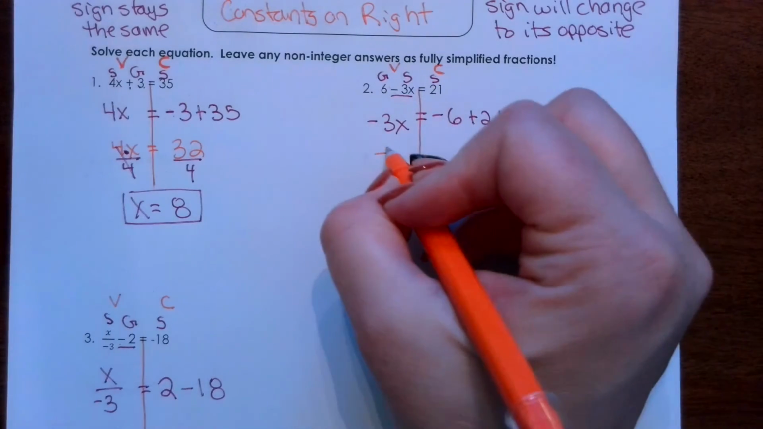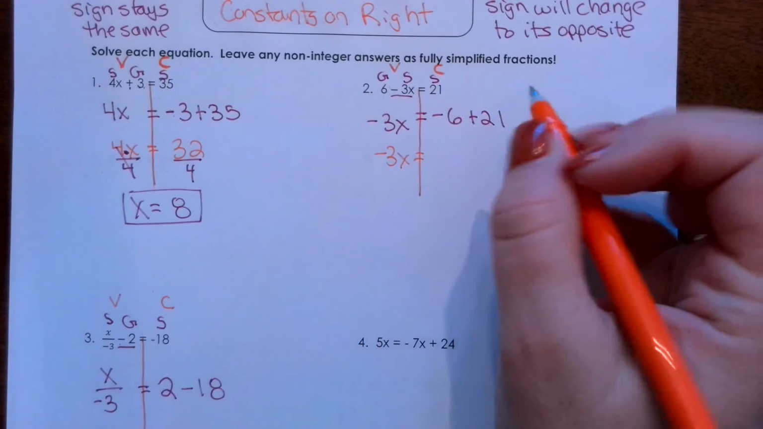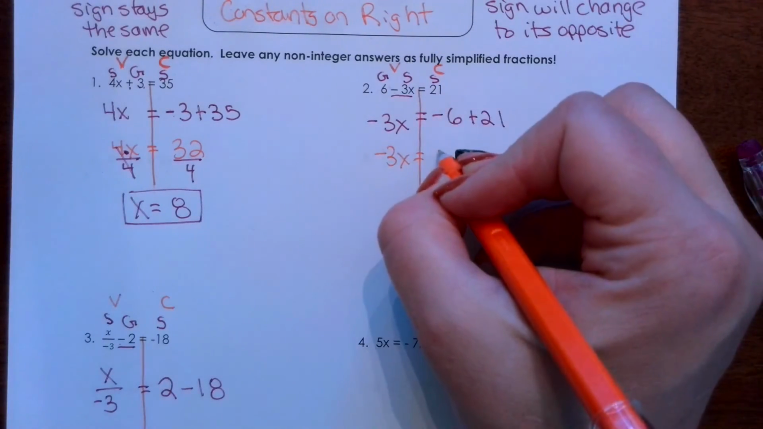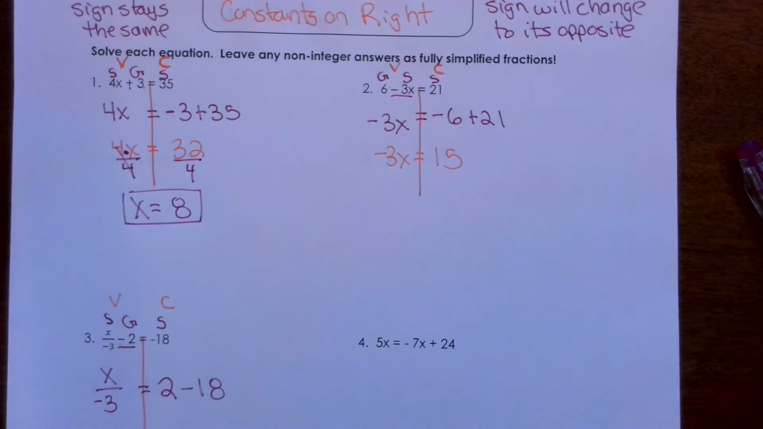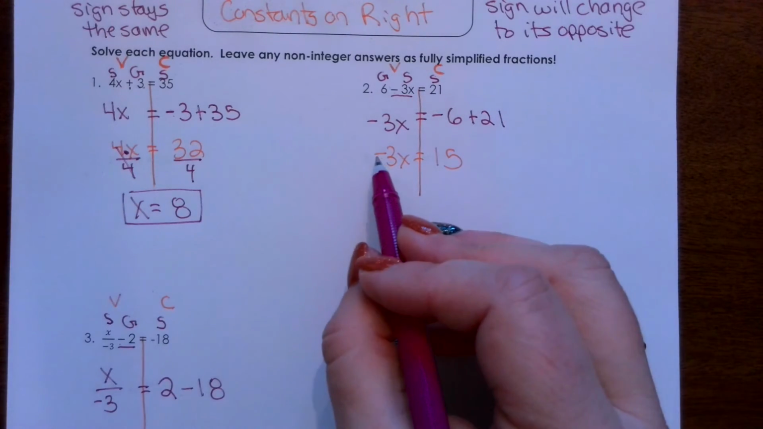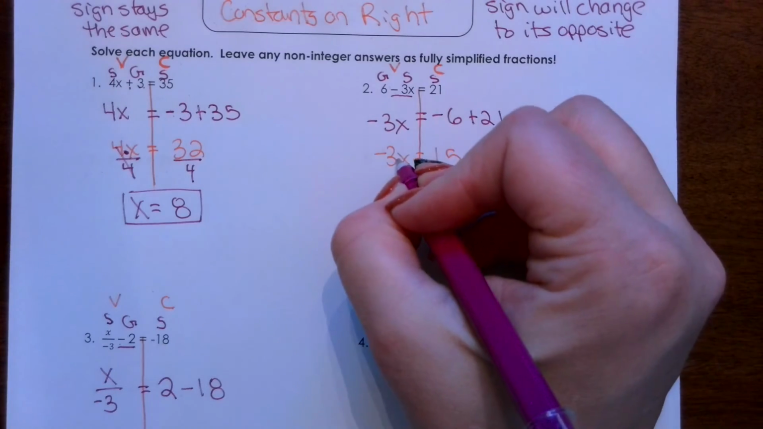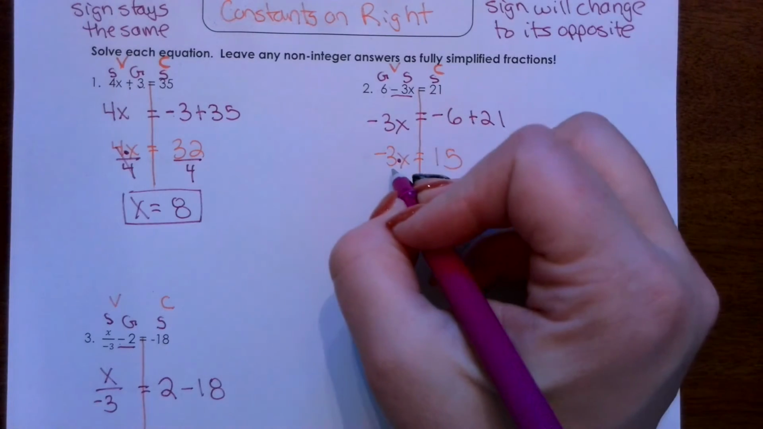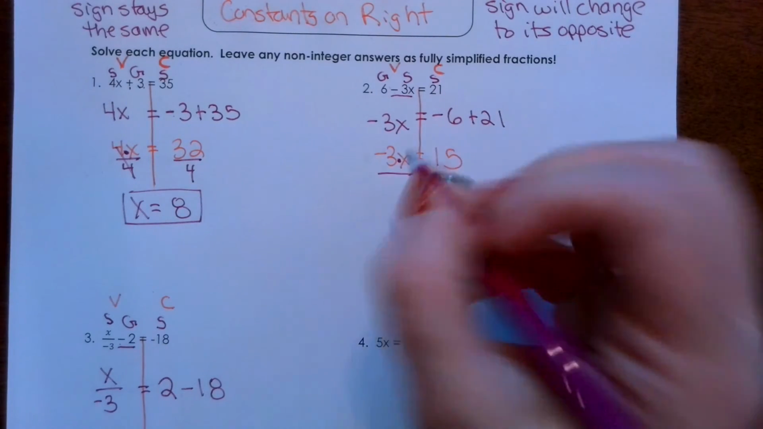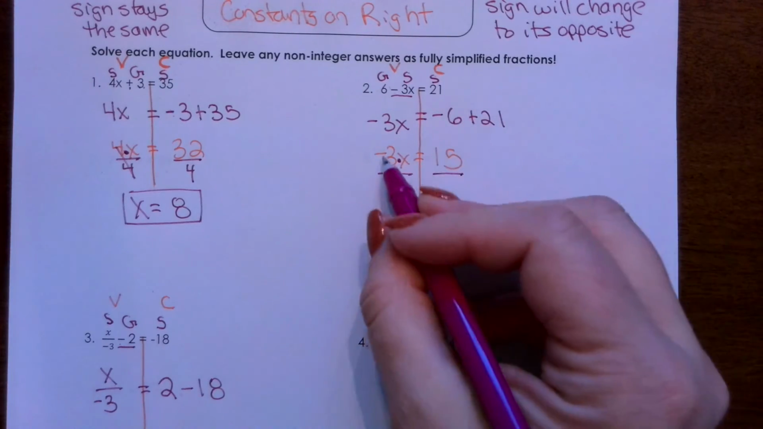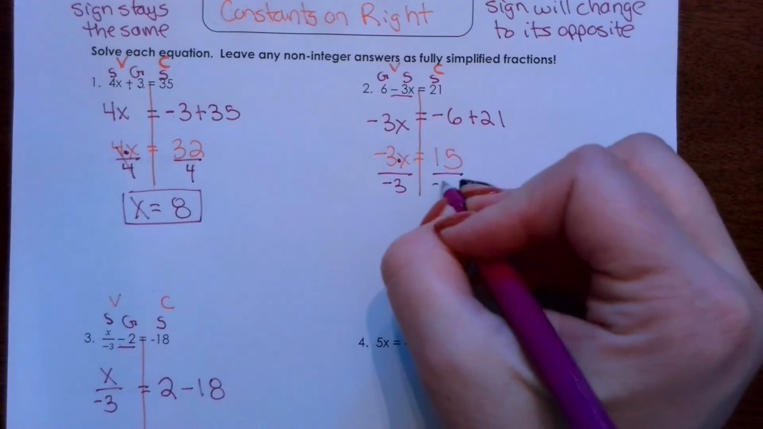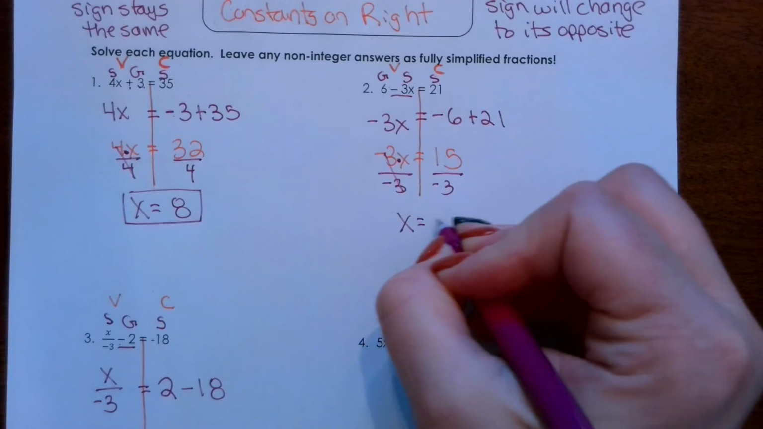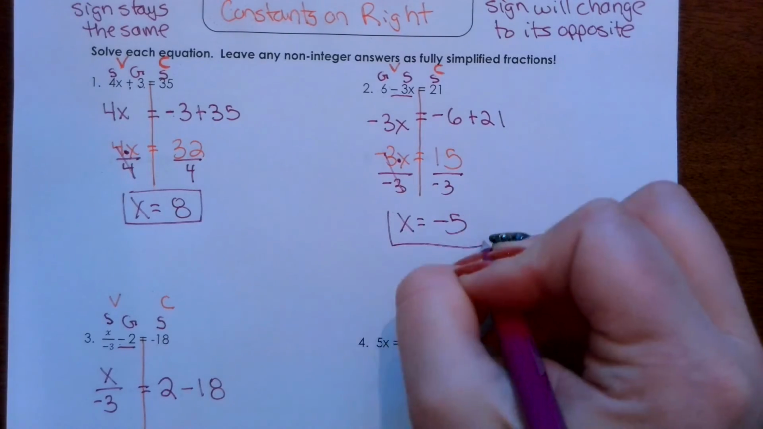I'm going to combine: negative 3x equals negative 6 plus 21. Use your calculator or do this in your head. The answer is 15. I'm back to this first situation where I have negative 3 times x. My inverse or opposite operation is division, so I'm going to divide both sides by the number with the variable, which is negative 3. And I get x equals negative 5.